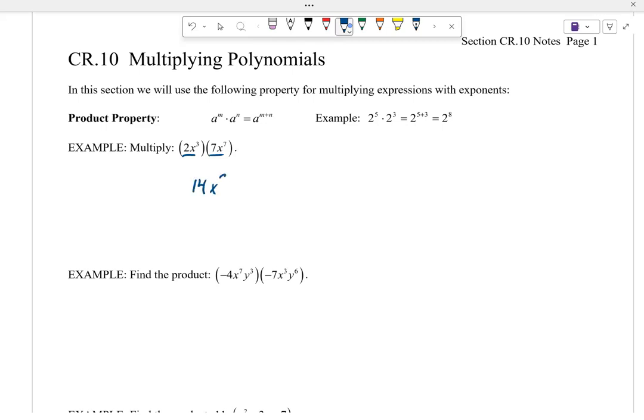And then you've got the x to the third times x to the seventh. That means you add 3 plus 7. I got 10 of those, right? So we got 14x to the 10th.